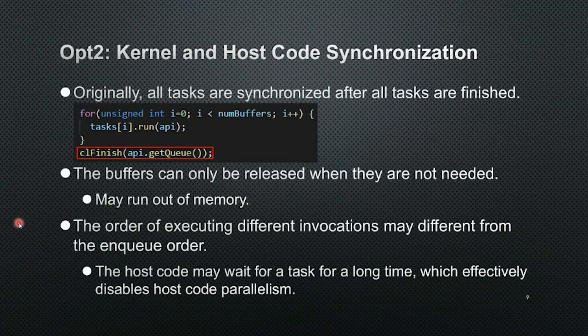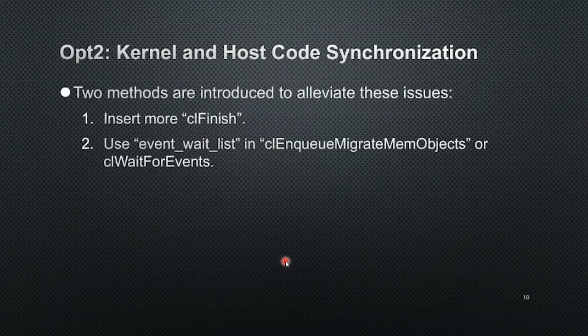The second is that the order of executing different invocations may differ from the in-queue order. So the host code may wait for a task for a long time, which effectively disables host code parallelism. So to solve this problem, two methods are introduced. The first is that we can insert more CL finish. And the second is we can use event wait list.